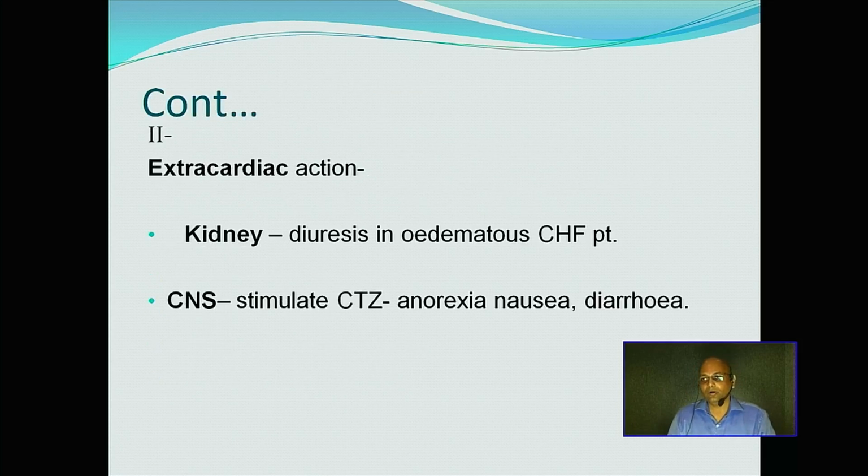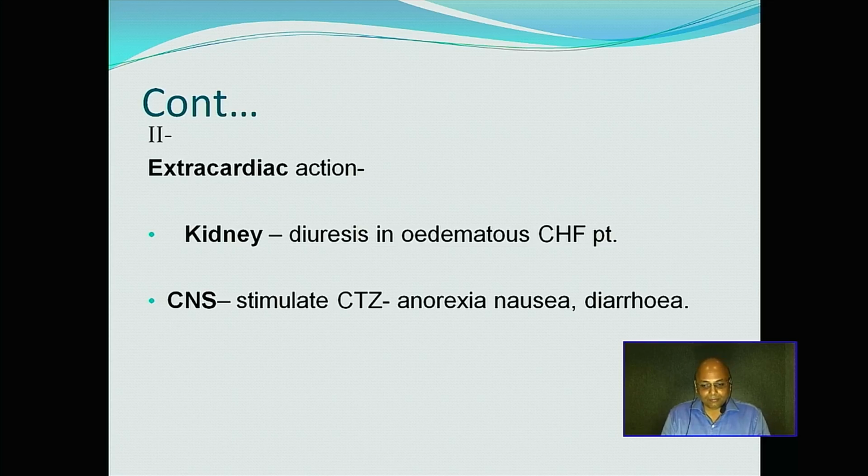Extra cardiac action, what does it do? Kidney: diuresis. More and more urine is going out. Why? Because stroke volume is increased. More and more blood is pumped into the body, more and more blood goes into the kidney, and the kidney filters the blood more and more, producing more and more urine. That is the reason why, when William Withering studied the drug, that is one thing he saw.